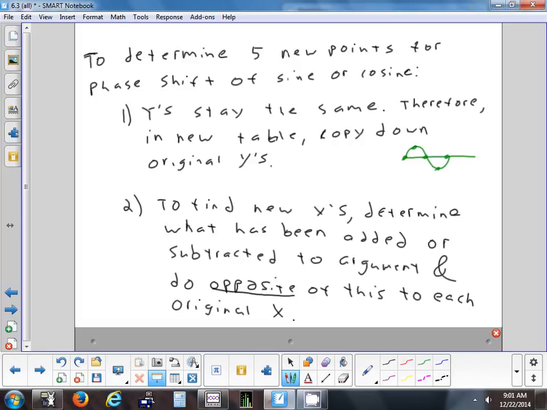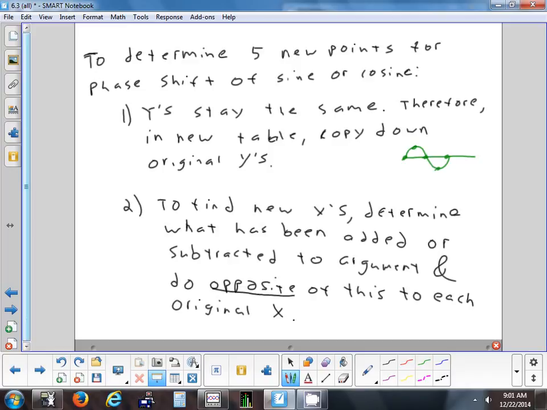I won't write down the original table for every problem. I just did it for the first one so we could kind of figure it out. But if people need me to, I can. So we have 0, 1, 0, -1, 0.